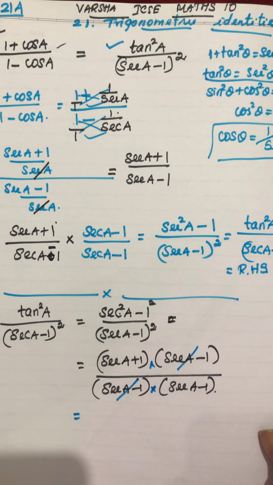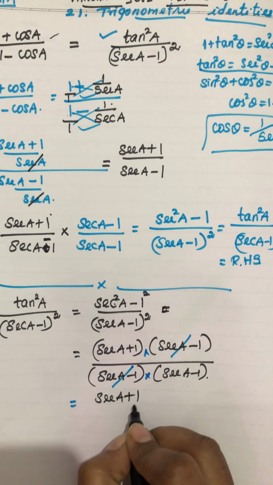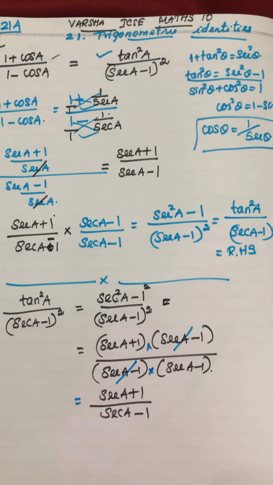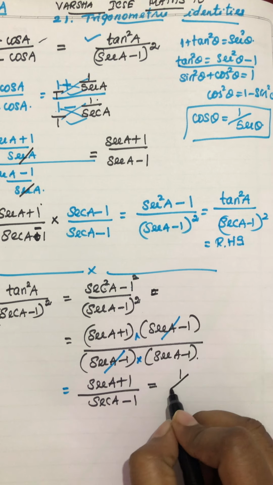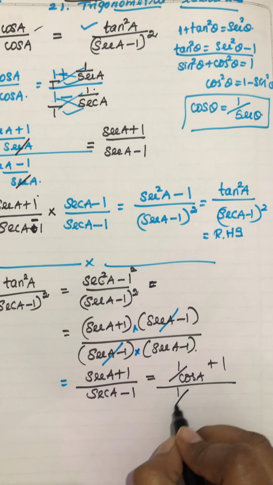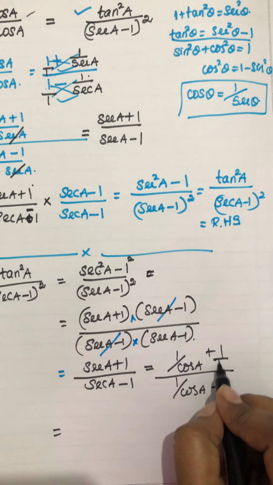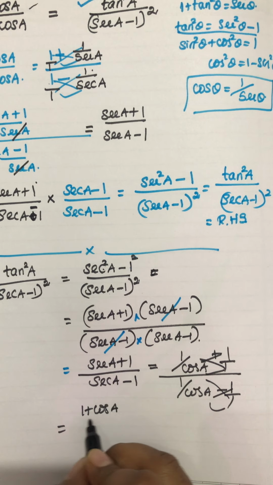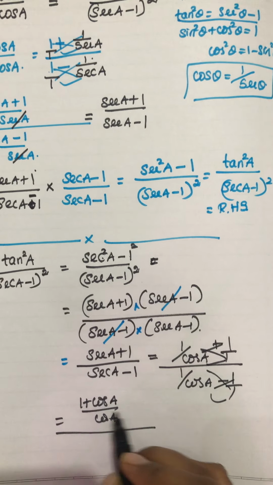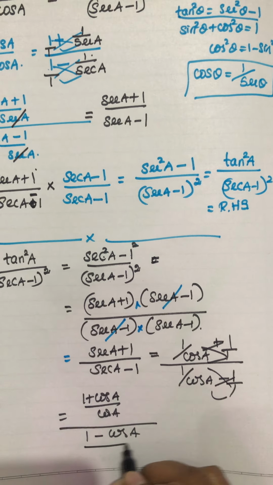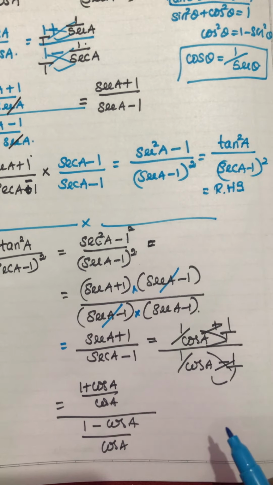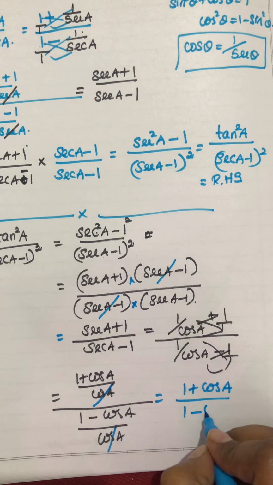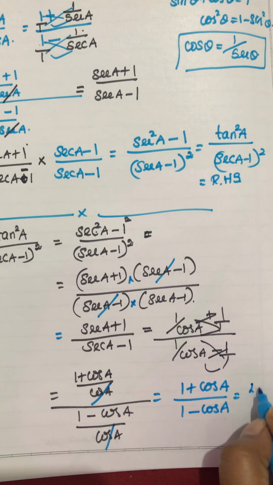So what do we get in the numerator? Secant A plus 1 by secant A minus 1. But still we didn't get the LHS. So to get that LHS, secant A can be written as 1 by cos A plus 1 and 1 by cos A minus 1. So take LCM. See, how will you take this? In the numerator we get 1 plus cos A by cos A, and in the denominator 1 minus cos A by cos A. So cos A can cancel, and we get 1 plus cos A by 1 minus cos A. So this is our LHS.